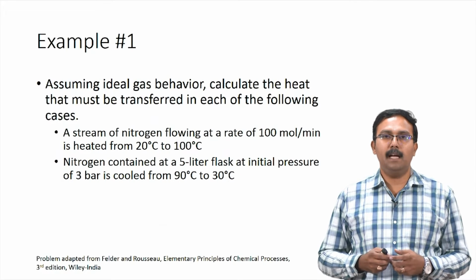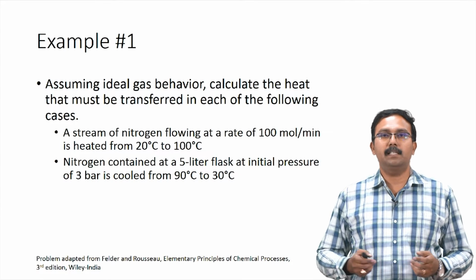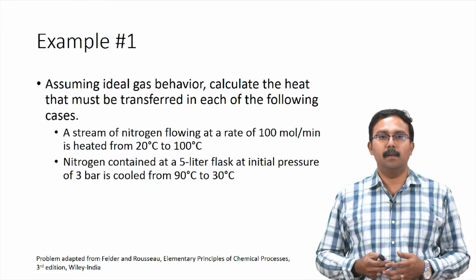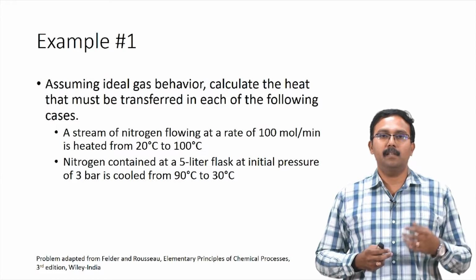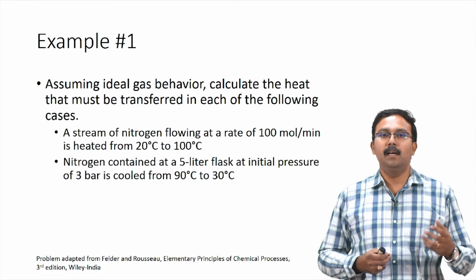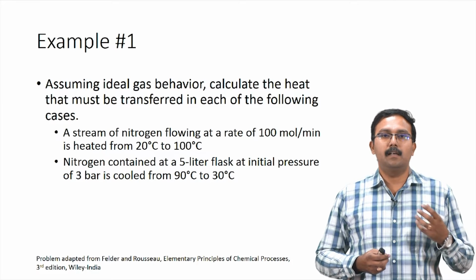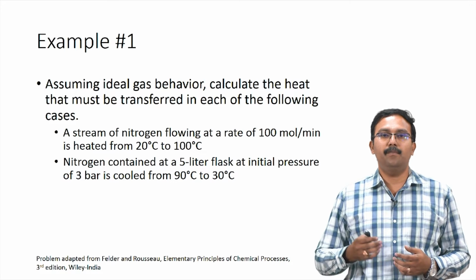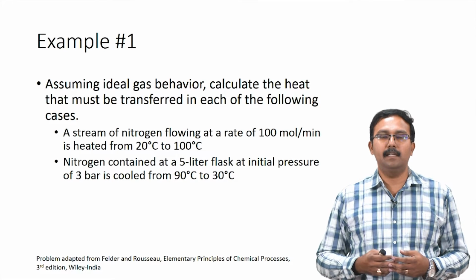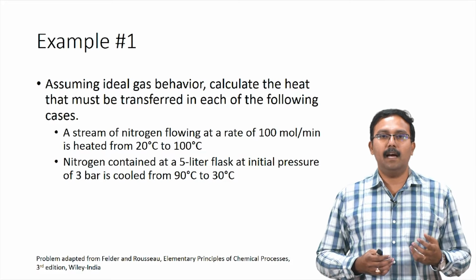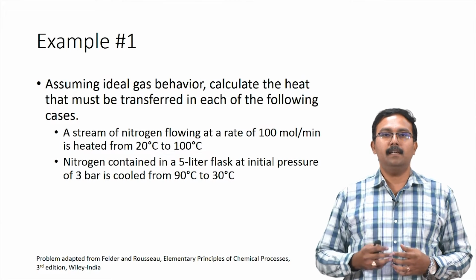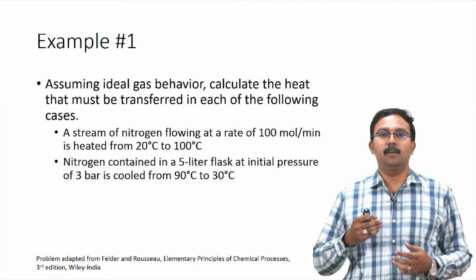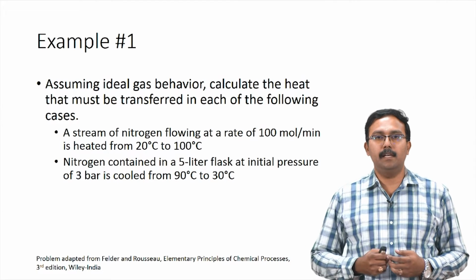Here is a simple example problem which will help us understand how to calculate change in specific internal energy and specific enthalpy. Assuming ideal gas behavior, calculate the heat that must be transferred in each of the following cases. A stream of nitrogen flowing at a rate of 100 moles per minute is heated from 20 degrees Celsius to 100 degrees Celsius. The second process is nitrogen contained in a 5 liter flask at an initial pressure of 3 bar being cooled from 90 degrees Celsius to 30 degrees Celsius.